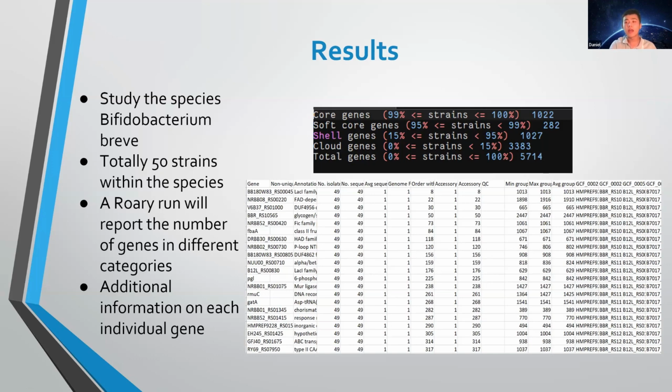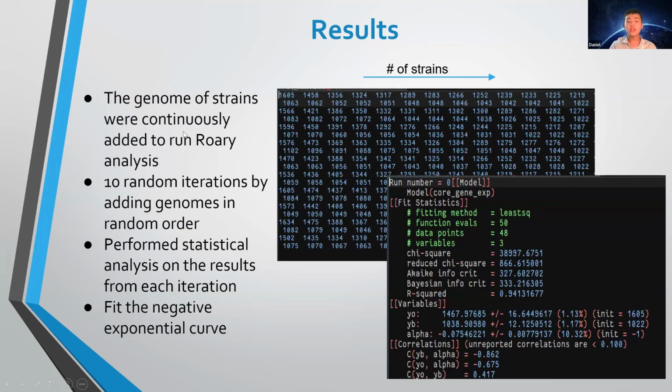Therefore, from this information, I was able to infer whether a gene belongs to the core, soft core, shell, or cloud gene category. The genomes of strains were sorted based on the sequence length, added from largest to smallest, and then the Roary analysis was run continuously to generate the results. Since the number of core genes can be influenced by the order in which the genomes were added, we performed 10 random iterations in which we added the genomes in random order for each.